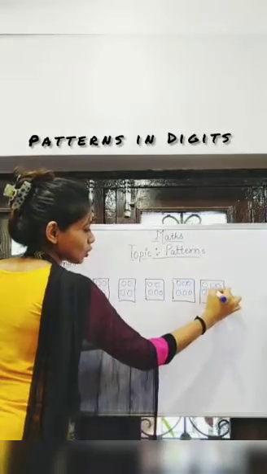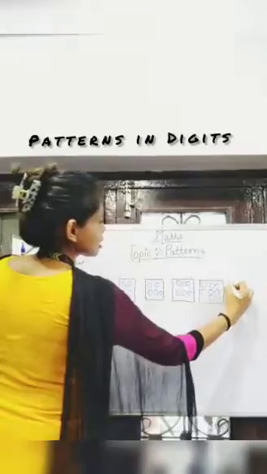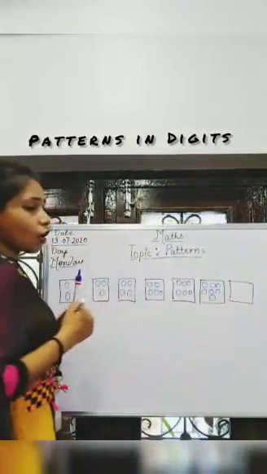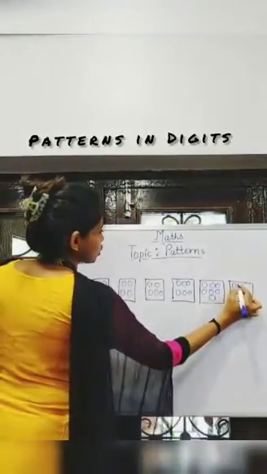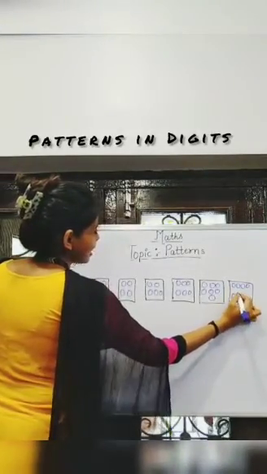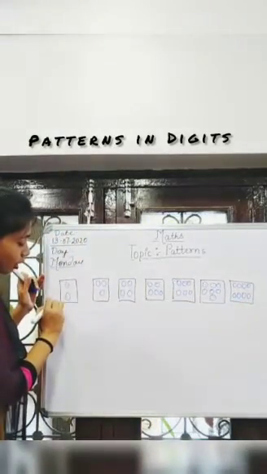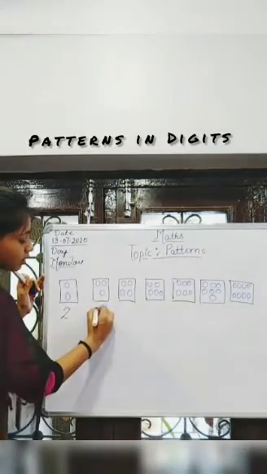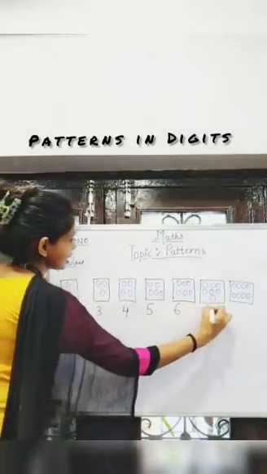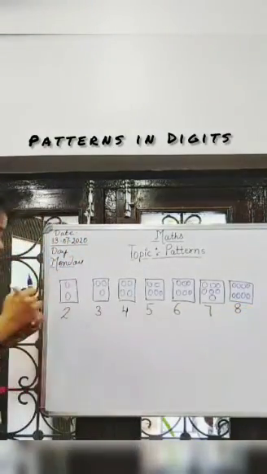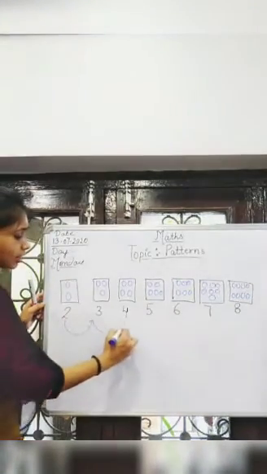Very good kids. So I think you understand. Very good. Now the next flashcard. On the next flashcard, how many circles will we draw? We will draw 8 circles: 1, 2, 3, 4, 5, 6, 7, 8. So let us count once again. On this flashcard I have 2, 3, 4, 5, 6, 7, 8. Now kids, you can see here also we are following an increasing pattern.